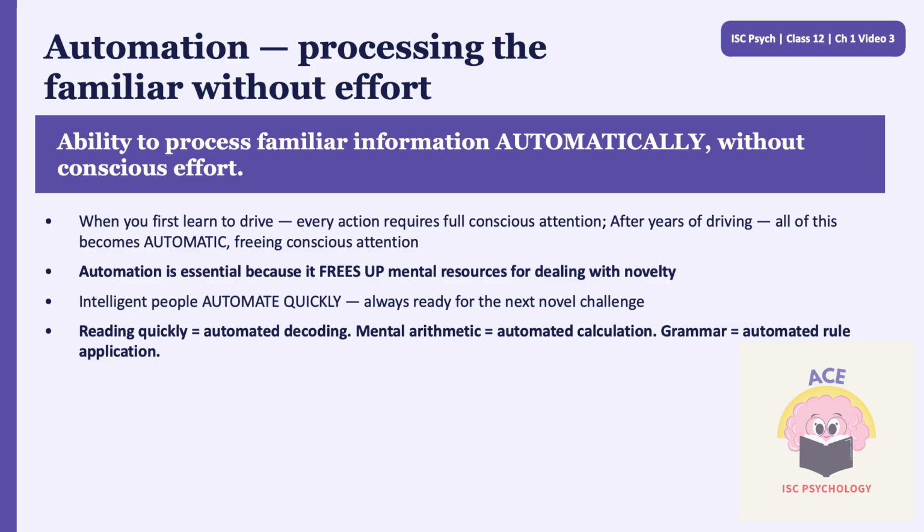Automation, the ability to process familiar information automatically without conscious effort. When you first learn to drive, every action requires conscious attention: changing gears, checking mirrors, and steering. But after years of driving, all this becomes automatic, freeing up your conscious attention for other things. Automation is essential for intelligence because it frees up mental resources for dealing with novelty. If everything required conscious effort, you would have no processing capacity left for new problems.